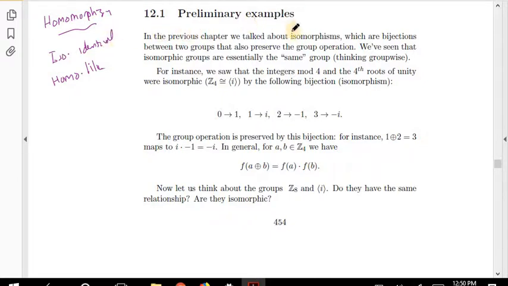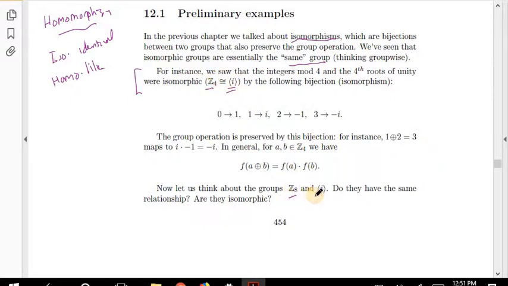All right, so here it says, for instance, isomorphism. If you have two groups that are isomorphic, they're basically the same group. You're just using different letters to represent what behaves the same way. For instance, here's this example, Z4 and the cyclic group generated by i, which is the fourth roots of unity. And we found this mapping. It's a one-to-one onto mapping, which preserved the operation.